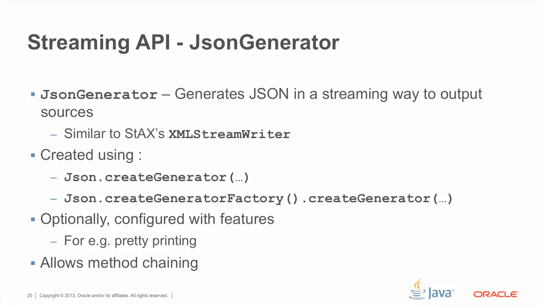Similarly, to produce JSON, we provided a JSON generator abstraction. So JSON generator is much similar to StAX XML stream writer, and it can also be created or configured with any feature. For example, if you want to produce JSON in a pretty format, you could configure the generator with a certain feature. So here also, similar to JSON parser, the JSON could be generated in a streaming way. So there is nothing stored inside the memory. It will keep on generating JSON in a streaming fashion, but it generates JSON in a well-formed way.